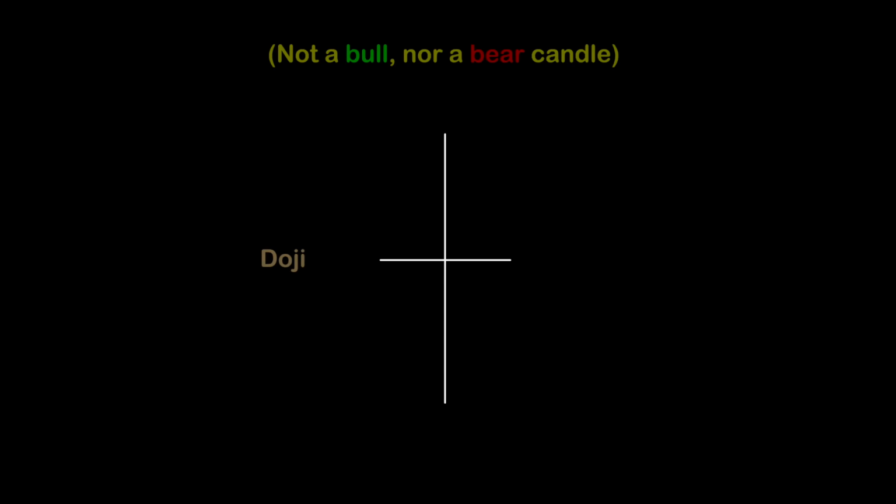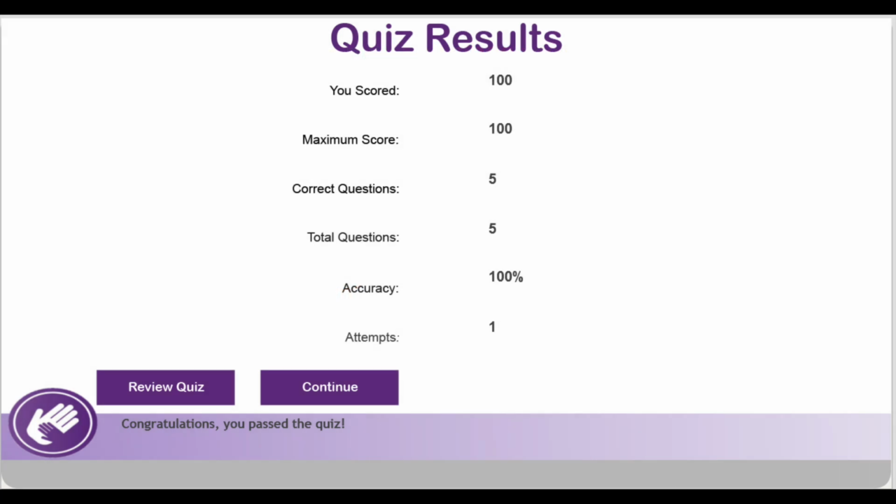Alrighty, this candle is neither a bull nor a bear. It represents one of market indecision. It has a high and a low, but the open and close are the same. So, did you get them all correct? If so, well done. If not, you will. Feel free to take any screenshots you need to further your education.